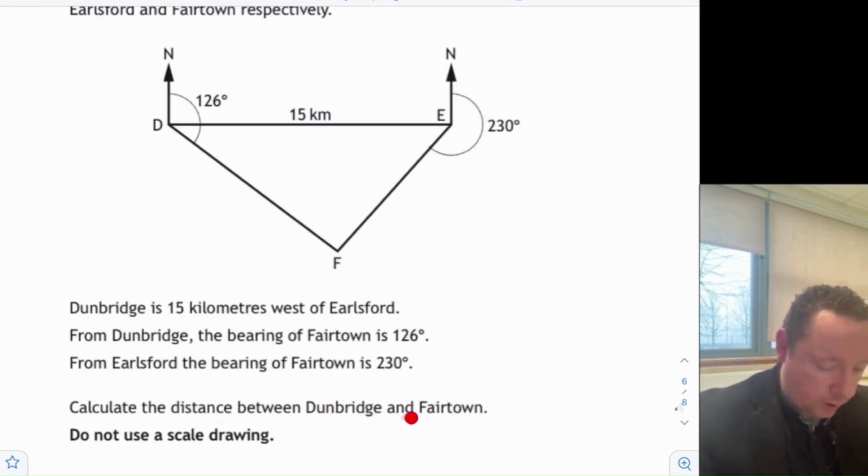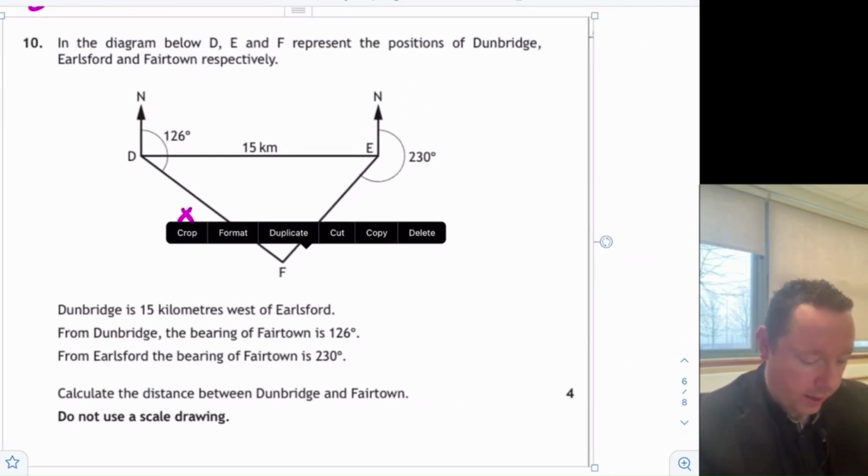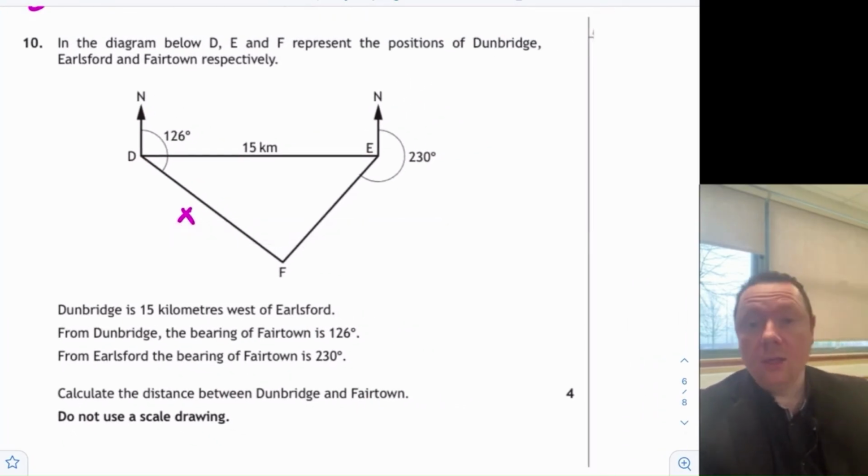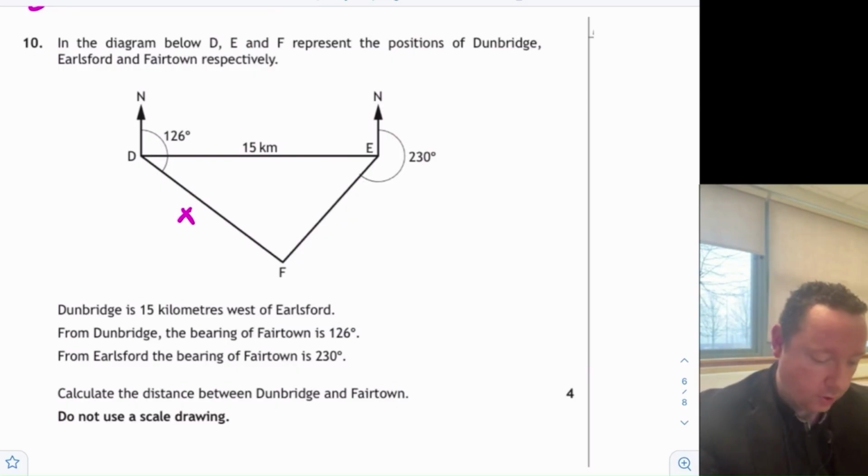Calculate the distance between Dunbridge and Fairtown. Calculate this distance. Let's just mark that up there with an X. No other information given. So again, the strategy is the same as before. We're trying to find angles inside the triangle, so we can use the sine rule or the cosine rule. Let's just start on this bit here.